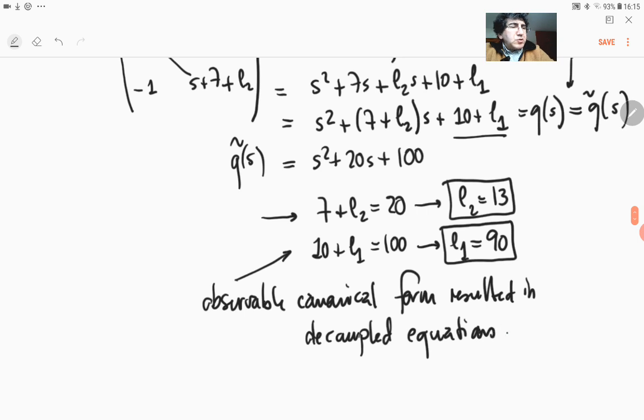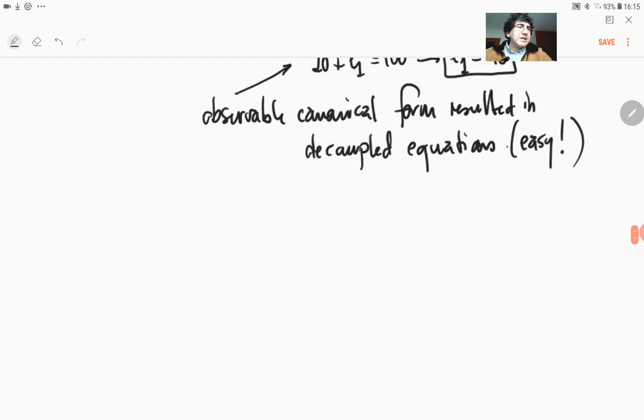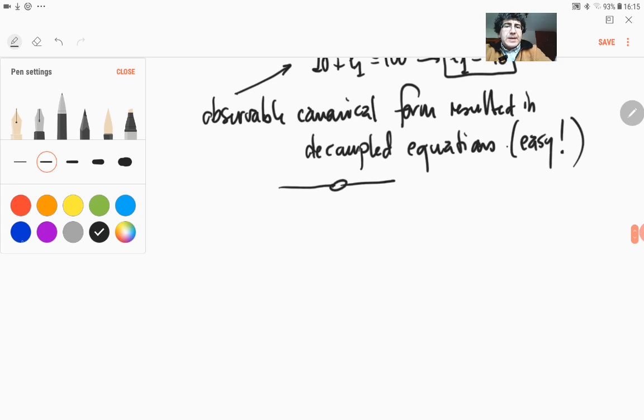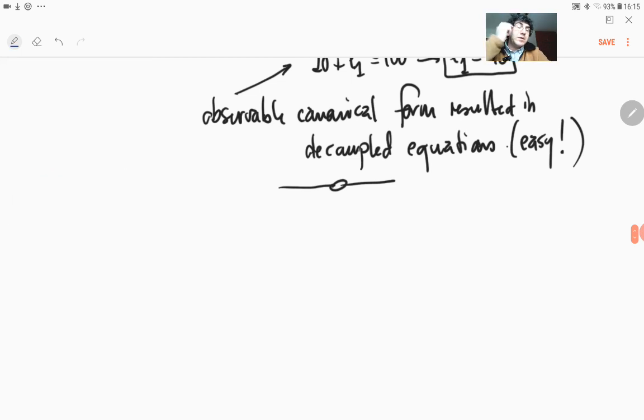Decoupled equations means you don't need to solve them as a system of equations, but each equation actually gives you one of the variables. Okay, so that makes it quite easy. Now let me show you one other example, which is not in a canonical form. Let's see that this second approach, we can easily use it to try to solve for a non-canonical form, but we will get a set of equations that needs to be solved as a system.